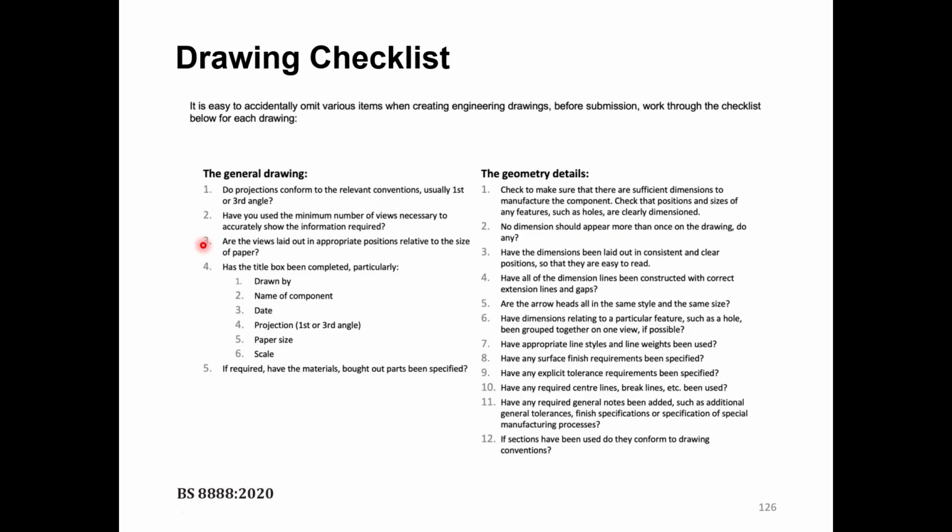Then the last thing that I want to talk about is the drawing checklist. What you need to do here is just make sure that you read this for the general drawing or the assembly drawings. Make sure that you have covered all these. For the geometry details, or the manufacturing drawings or the detailed drawings, make sure that you've covered all these points.